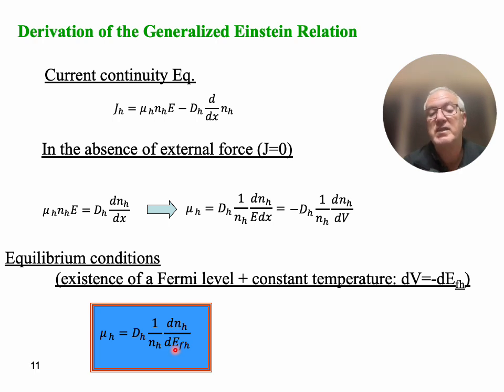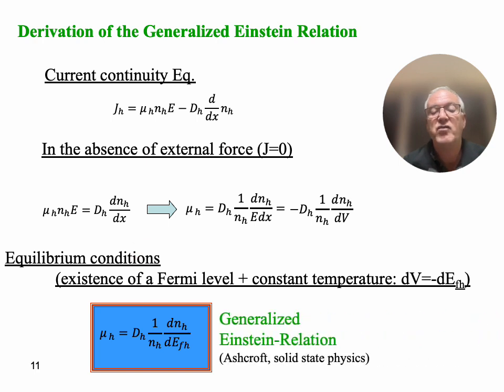This really implies that the density of states, or the shape of the density of states, is going to be important in determining the generalized Einstein relation. And this derivation that I've shown here was taken from the classical book by Ashcroft and Mermin, and it is a nice book that's worth reading regardless of these lectures.